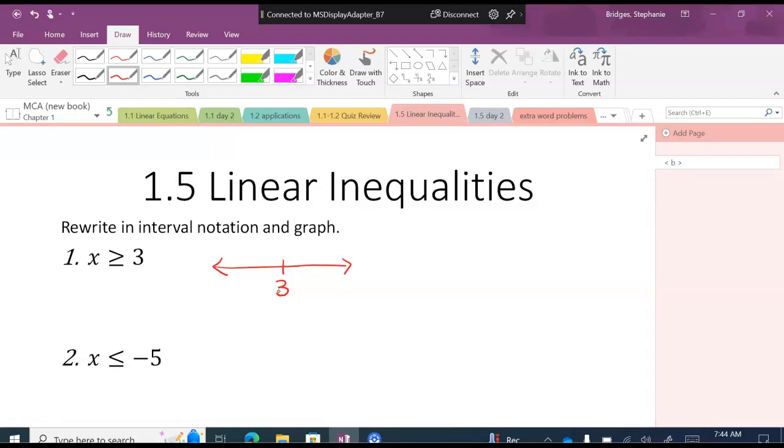And also, when we graph these, we have to decide if we're going to use an open circle at our number or a closed circle at our number. Why is it closed? Because we have that little equal to sign. If it's just greater than or less than without that equal to bar under it, then it's going to be an open circle. If it's greater than or equal to, or less than or equal to, it's going to be a closed circle. So I'm going to close in my dot here at 3. And then you told me greater than was to the right, so I'm going to shade my number line to the right.